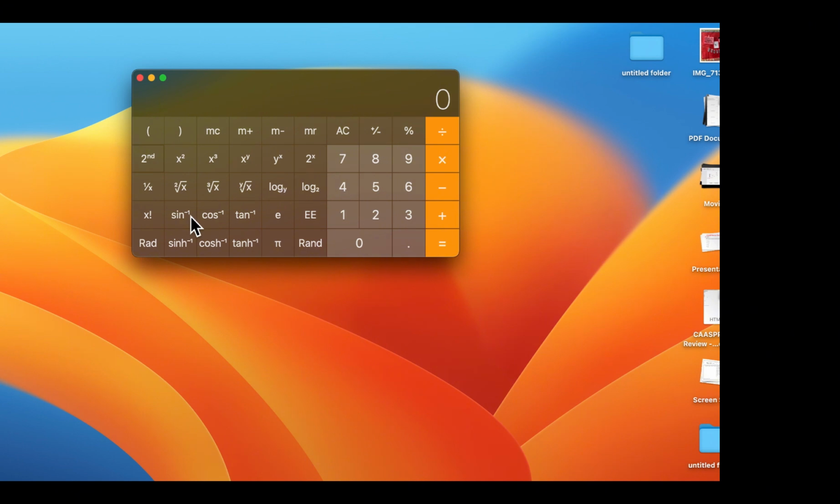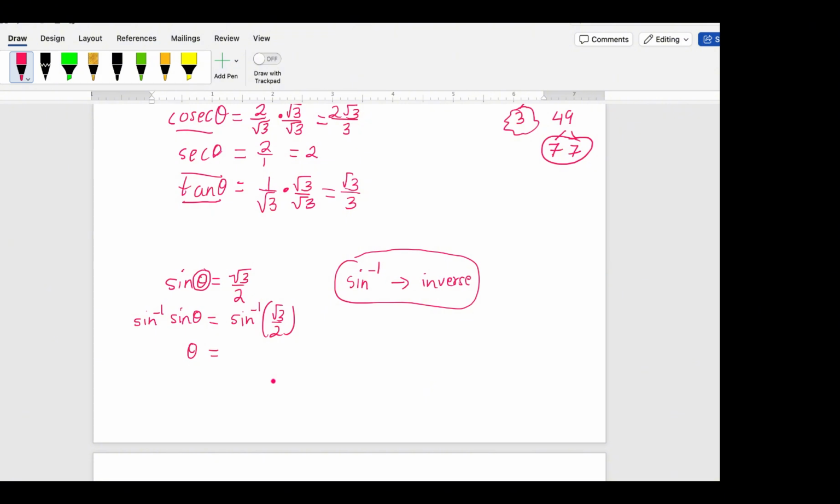So I'm going to click sine inverse of root 3. So it looks like it works opposite. So root 3 divided by 2 equal, and then I'm going to do sine inverse. So that gives me 60 degrees. So I'm going to go back to my problem. And then I'm going to put 60 degrees, which is equal to pi over 3.